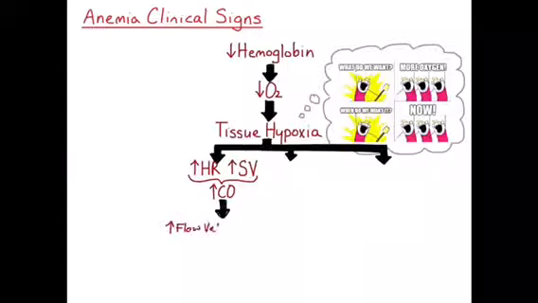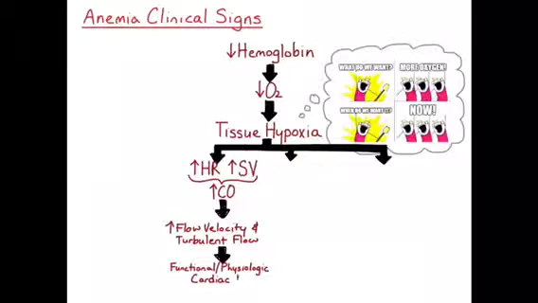But in doing so, it actually results in turbulent blood flow, and this can result in a heart murmur or a cardiac murmur. This is also known as a physiologic or functional cardiac murmur because it's not pathologic. It's not due to heart disease itself, it's due to something else outside of the heart, a compensatory response.